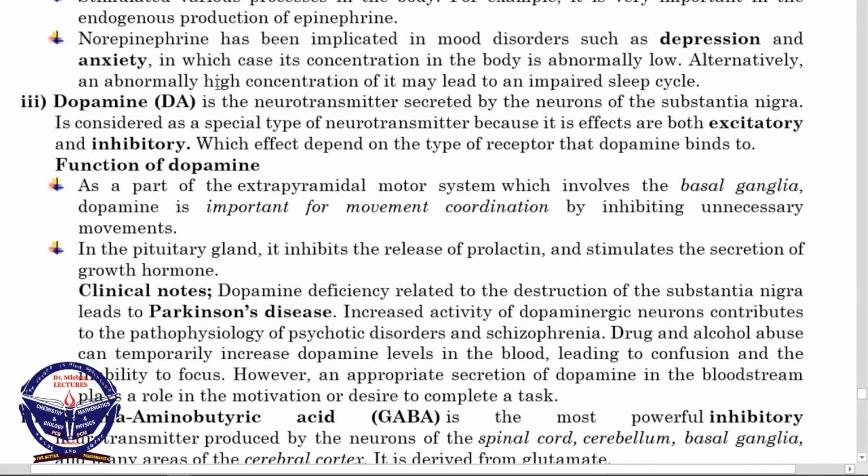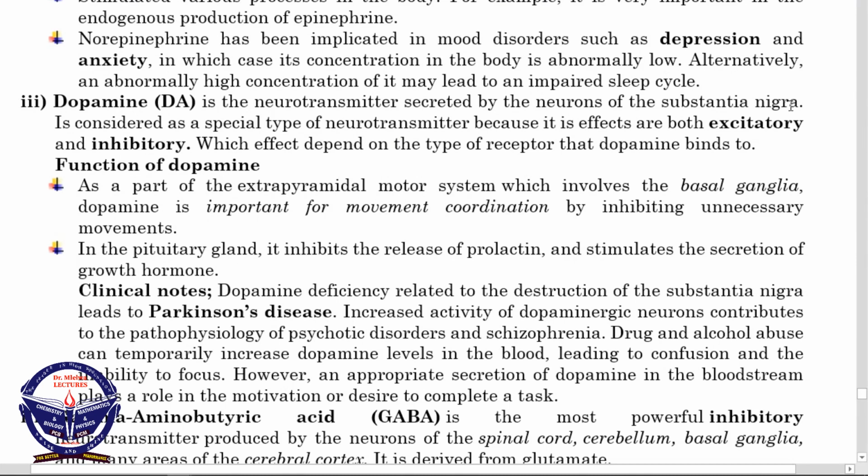Now let's move to dopamine. DA is a neurotransmitter secreted by neurons of the substantia nigra. So dopamine, kama unavyoona hapo, hatujasema ni excitatory au inhibitory, because dopamine can act as both excitatory or inhibitory. So dopamine is considered a special type of neurotransmitter because its effects are both excitatory and inhibitory, which effect depends on the type of receptor that dopamine binds to. Kwa hiyo inategemea baadhi ya neurons, dopamine inatengeneza excitatory effect, kwenye baadhi ya neuron inatengeneza inhibitory effect. Lakini kama ulivyoona, dopamine inakuwa released na substantia nigra.